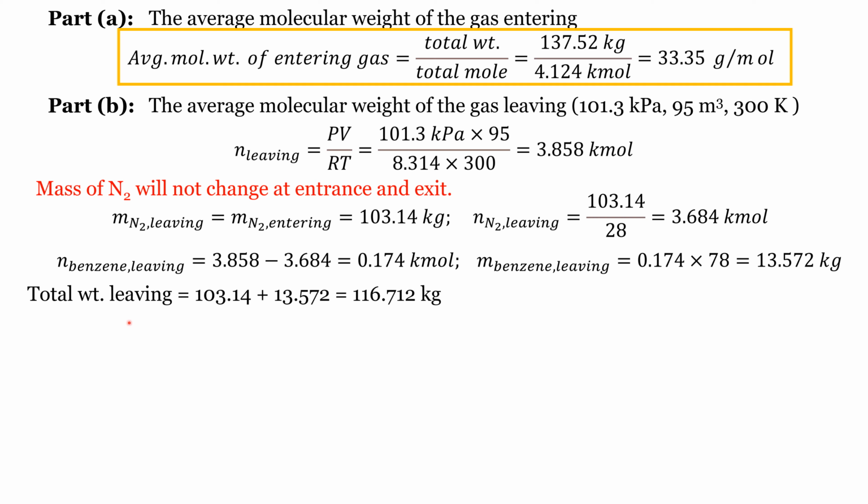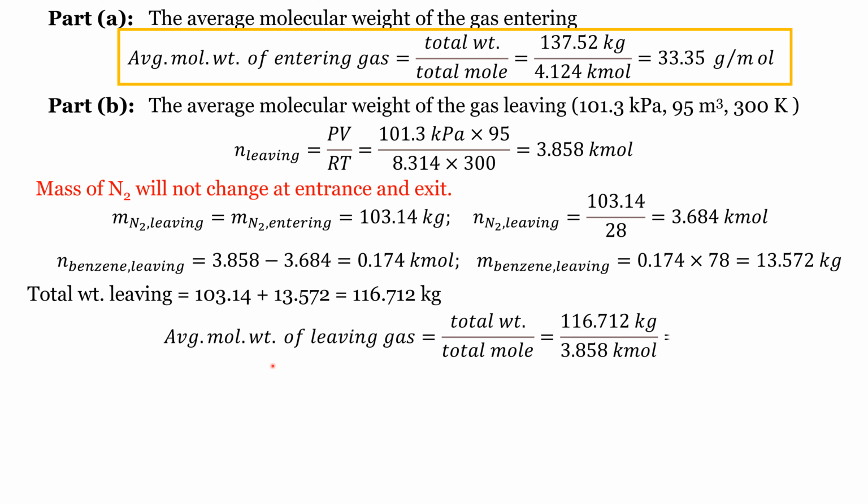Now we can write total weight of gas leaving will be equal to mass of N2 leaving plus mass of benzene leaving. So it will come out as 116.712 kg. Now we can estimate the average molecular weight of gas leaving, which will be equal to total weight divided by total moles. So 116.712 kg is the total weight and N leaving is the total moles of gas leaving. So the average molecular weight of leaving gas will come out as 30.25.